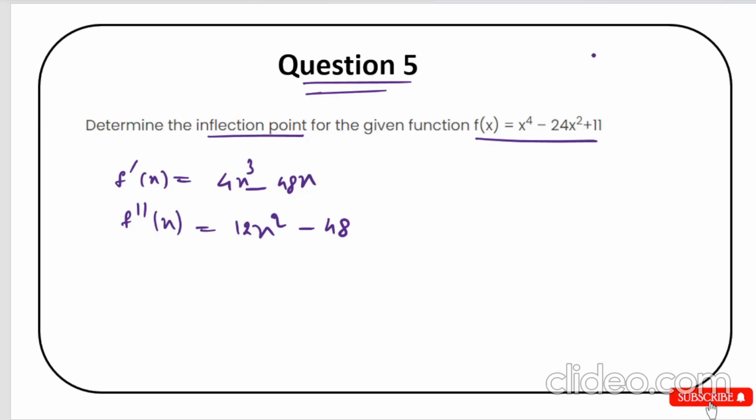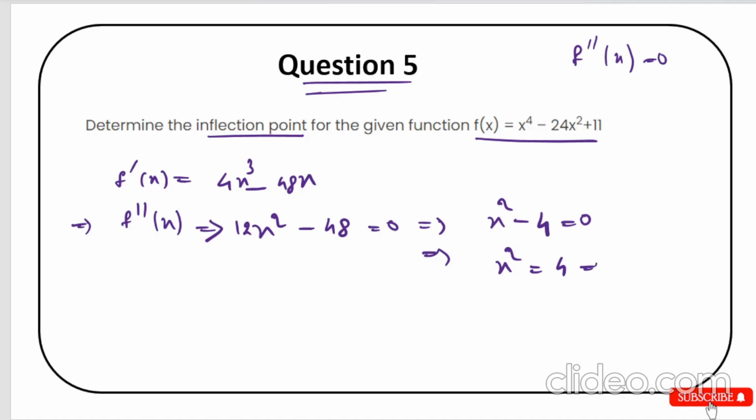Now for inflection point, I have told you that the second derivative has to be equated to 0. The condition is the second order derivative equals 0. So you have to find out the second order derivative and then set it equal to 0. So this will give you x square minus this, and x square is this. So x is plus minus 2. Root 4 is basically x is plus minus 2. So what you have here is two potential inflection points. One is x is plus 2, another is x is minus 2.